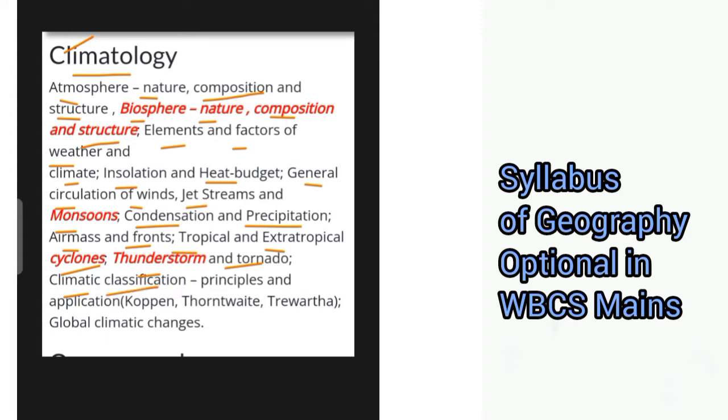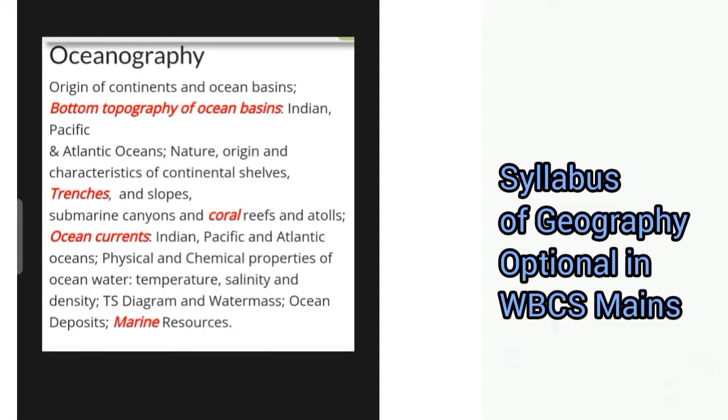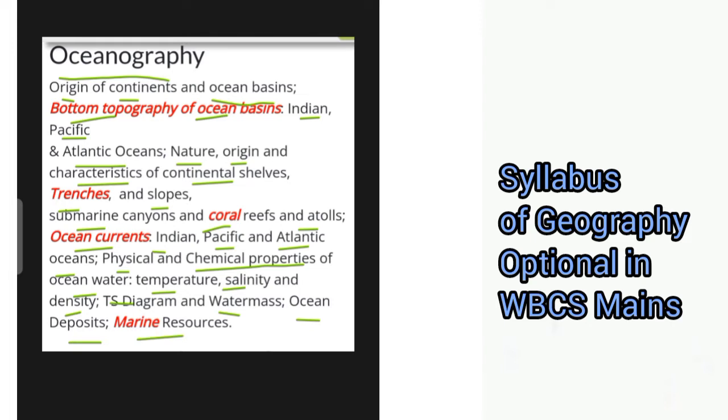climatic classification, then principles and its application, Köppen, Thornthwaite, then Trewartha, global climatic changes. Next, we have this section on oceanography, which deals with origin of continents and ocean basins, bottom topography of ocean basins, Indian, Pacific, and Atlantic oceans, nature, origin, and characteristics of continental shelves, trenches, and slopes, submarine canyons and coral reefs and atolls, ocean currents, Indian, Pacific, and Atlantic oceans, physical and chemical properties of ocean water, temperature, salinity and density, TS diagram and water mass, ocean deposits, marine resources.